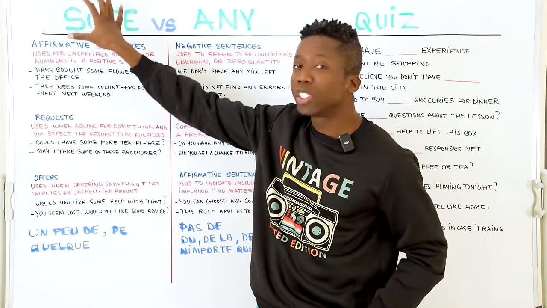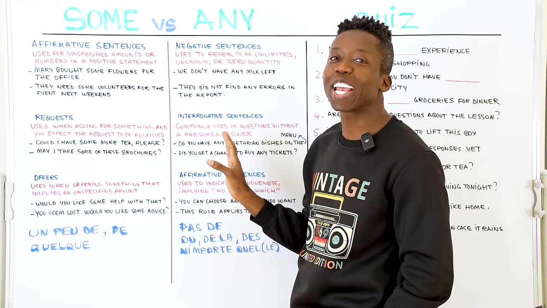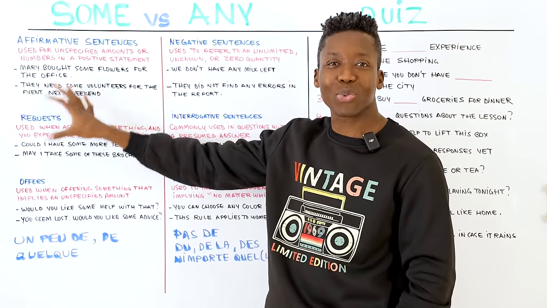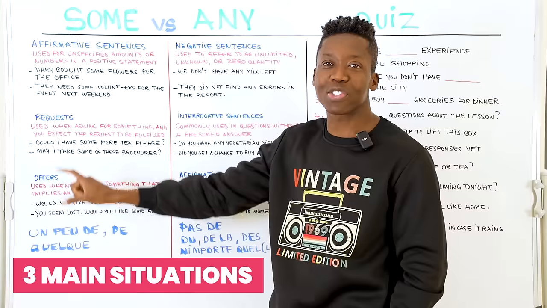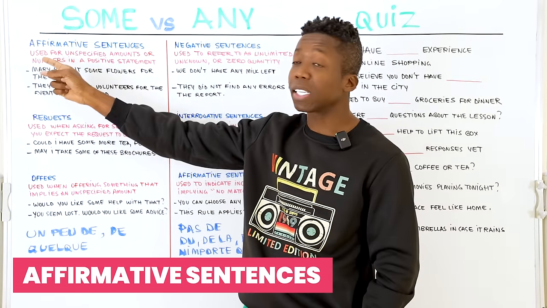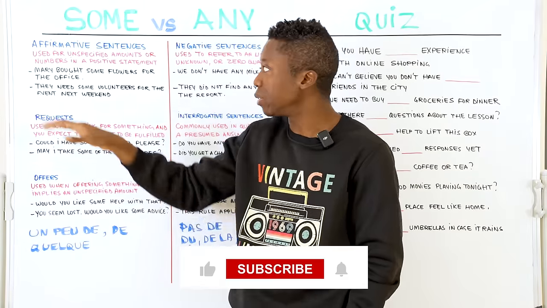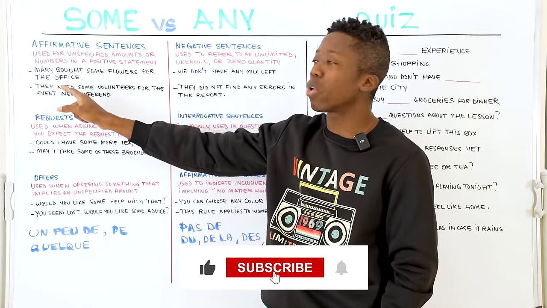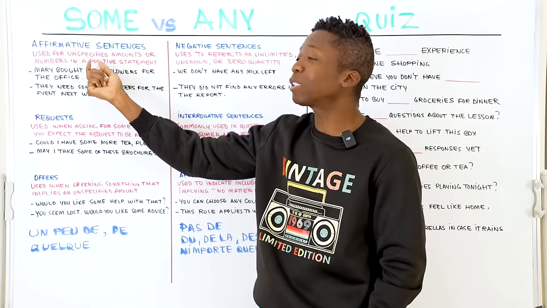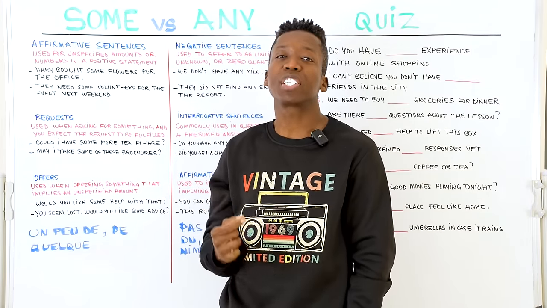All right, so this column is for some and this column is for any. When do we use some? We use some in three main situations. The first one is with affirmative sentences. Ça se prononce affirmative. En français, affirmative. All right, so it's used for unspecified amounts or numbers in a positive statement.